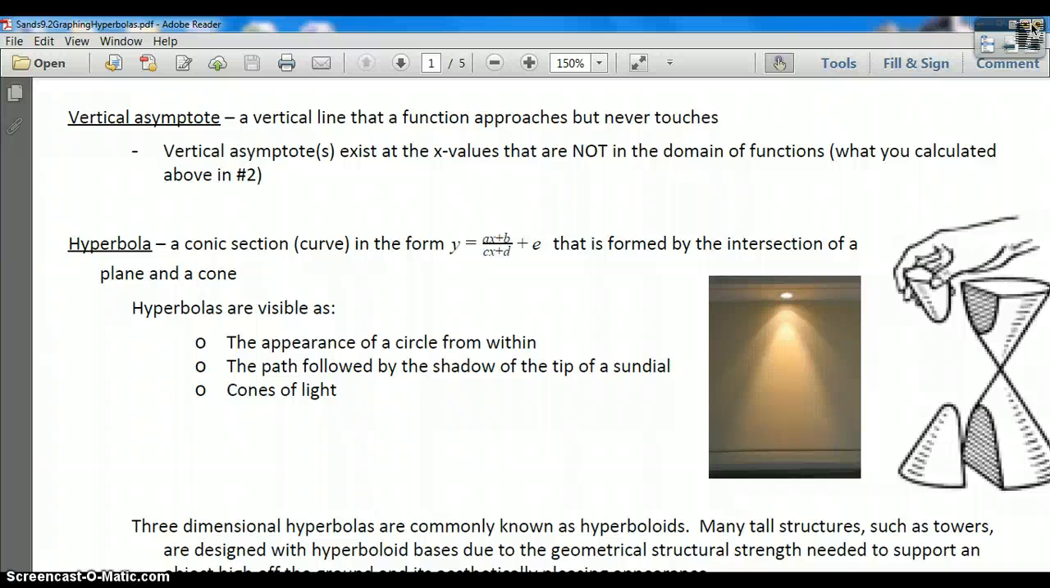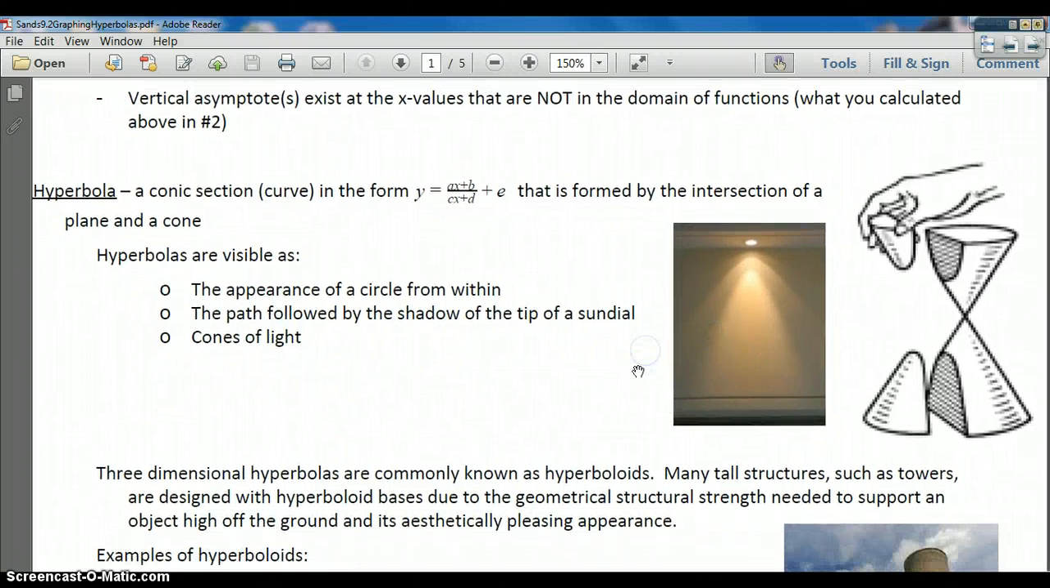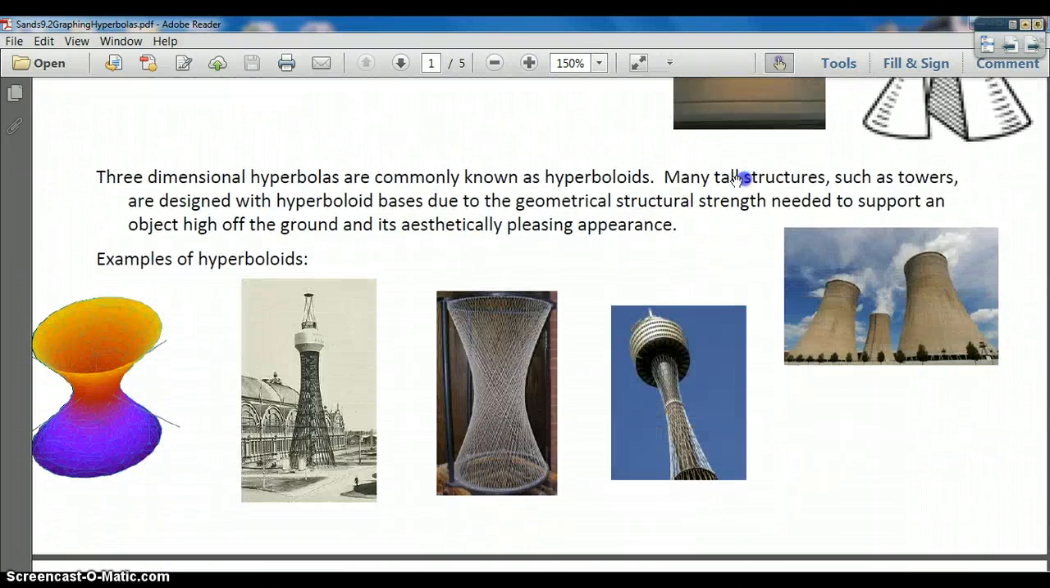The hyperbola is a conic section curved in the form of y equals a over x plus b, over cx plus d, plus e. You're going to get tired of seeing this guy here, okay? But you will see that a lot in this section. That is formed by the intersection of a plane and a cone. Hyperbolas are visible as the appearance of a circle from within, a path followed by the shadow of the tip of a sundial, cones of light. Here is a cone of light, right here. You can see them. Bunch of examples down here at the bottom.